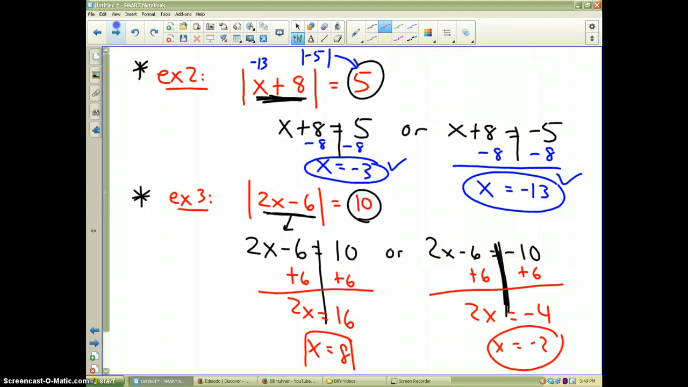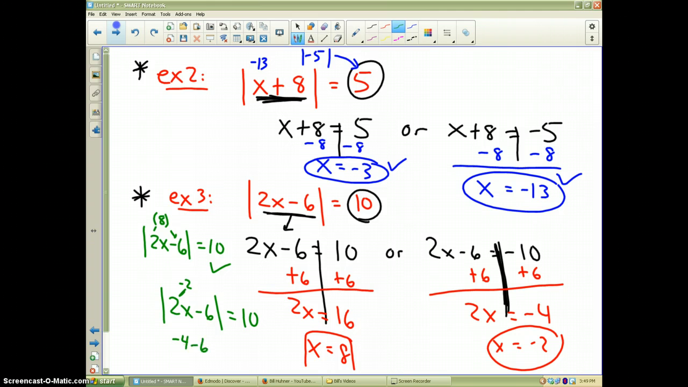Now, double check. Let's take a look. 2x minus 6 is equal to 10. Let's say I put 8 in here. We know 2 times 8 is 16, minus 6 is 10, and absolute value of 10 is 10, so that checks. How about 2x minus 6 equal to 10 if I put in negative 2? If I times those two together, that's negative 4 minus 6, which equals negative 10, and the absolute value of that is equal to positive 10. So again, both answers check.